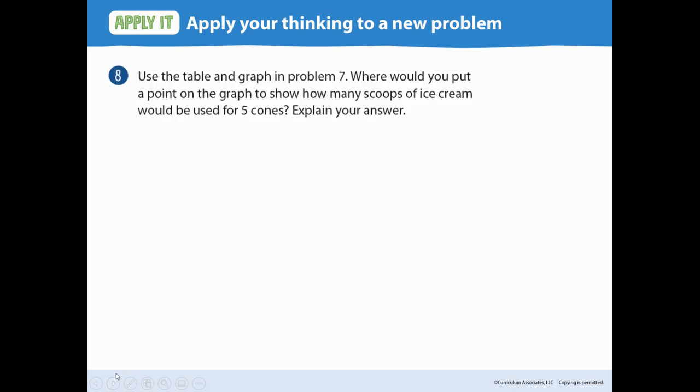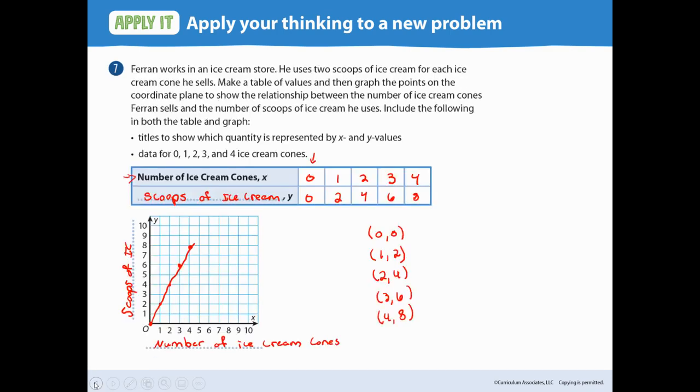8 says use the table and graph in problem 7. Where would you put a point on the graph to show how many scoops of ice cream would be used for 5 cones? Explain your answer. So what I would do here is I would just extend my chart, and let's make it 5 cones. Well, we know that would be 10 scoops. So I would go over 5, and I would go up 10.